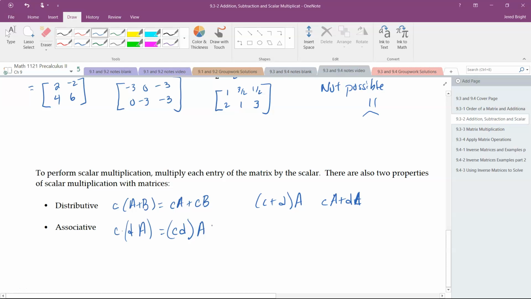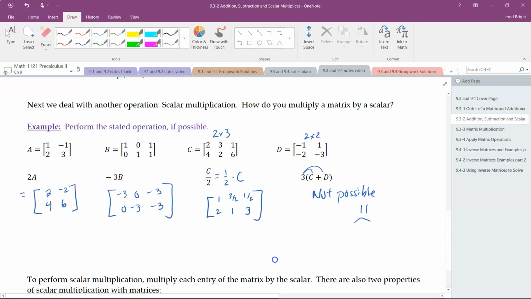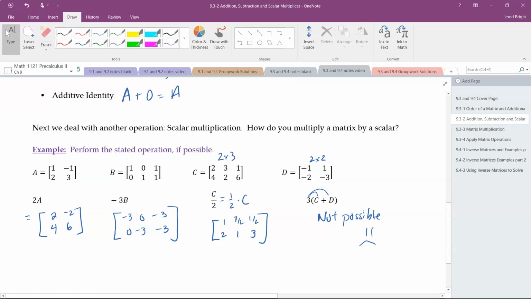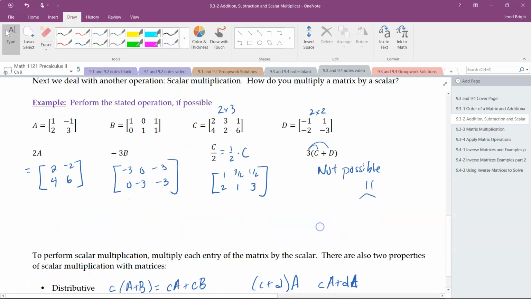But bottom line here is that addition and subtraction, as well as scalar multiplication, work in similar ways to what we expect with real numbers. The only difference is that, at least with addition and subtraction, we have to have the same order for our matrices in order to add or subtract them. And scalar multiplication is relatively straightforward. Just multiply everything by that given scalar. But is it possible to multiply matrices? Well, if you remember, it is, but we have to be careful. We'll talk about that in the next video.